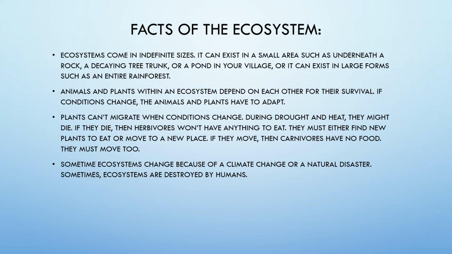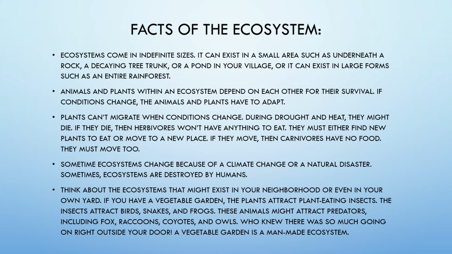Sometimes ecosystems are destroyed by humans. Think about the ecosystem that might exist in your neighborhood or even in your own yard. If you have a vegetable garden, the plants attract plant-eating insects. The insects attract birds, snakes, and frogs. These animals might attract predators, including foxes, raccoons, coyotes, and owls. Who knew there was so much going on right outside your door? A vegetable garden is a man-made ecosystem.